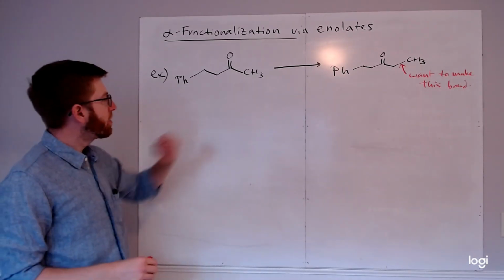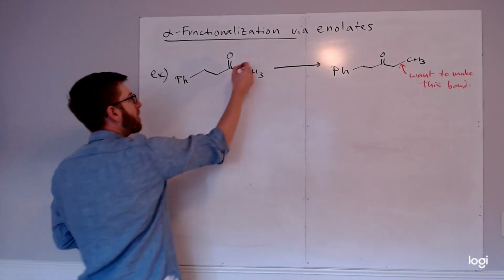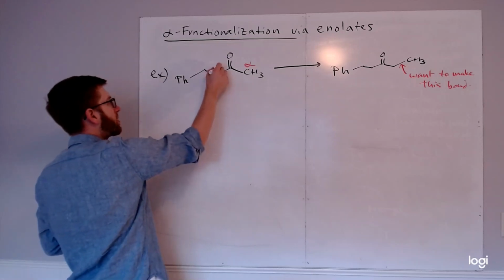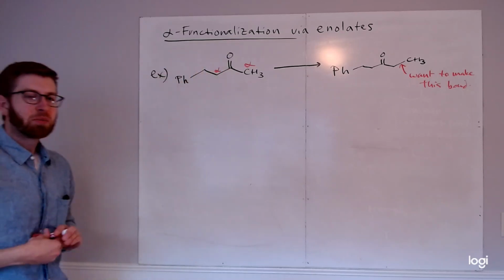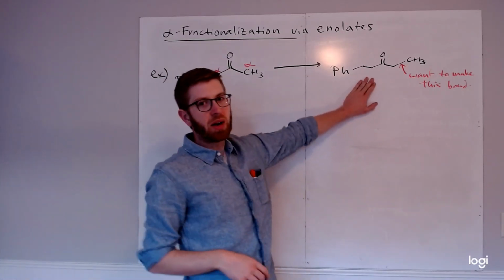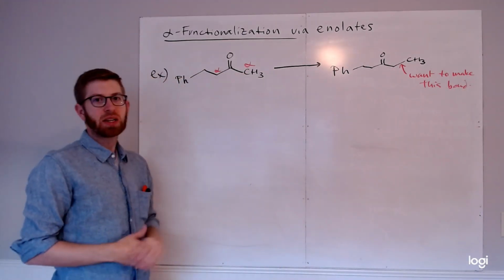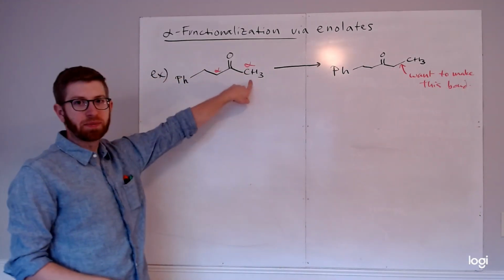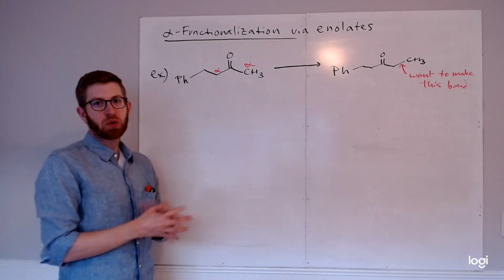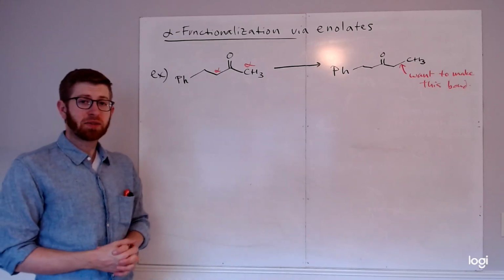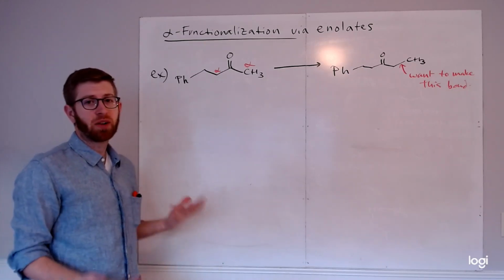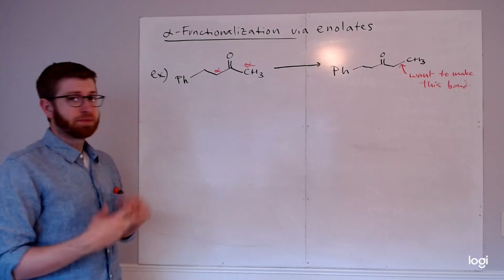So I know that I've got an alpha position here, and I've also got an alpha position here. But because I need to make this product, I know which alpha position I need to deprotonate. I need to deprotonate this one. And that gives rise to this question about, well, I need a regioselective formation of an enolate. I need to pick which alpha position I want to deprotonate. We know how to do this.